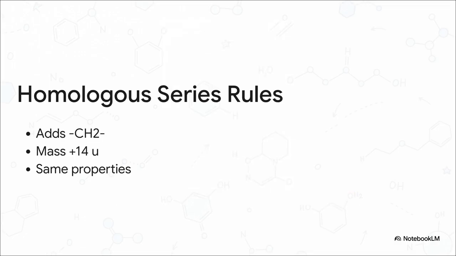So here is the crucial takeaway. In any homologous series, each successive member simply adds one CH2, or methylene, unit, meaning the molecular mass increases by exactly 14 units each time. And while physical properties, like the boiling point, show a steady gradation as the molecules get heavier, their chemical properties remain wonderfully consistent. It is like a perfectly ordered family.